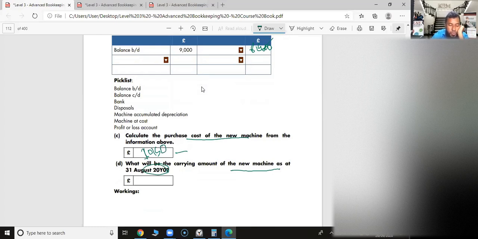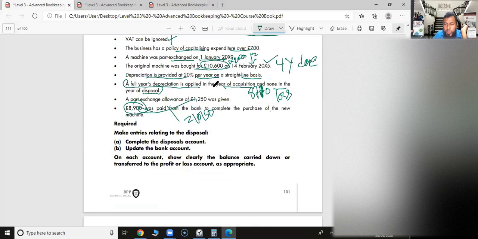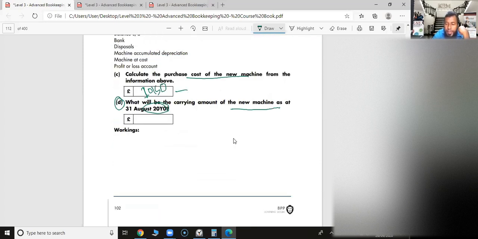Part D, you can do from here. I just need to give you the depreciation information. What is the depreciation information? 20%, straight line. 20% SL depreciation. Okay, what will be the carrying amount?